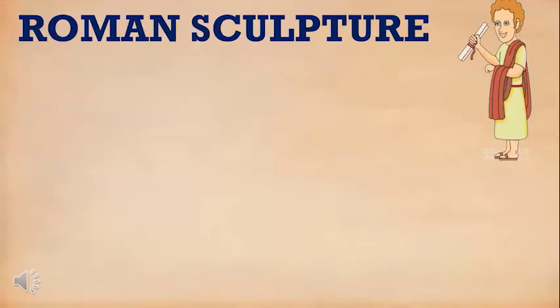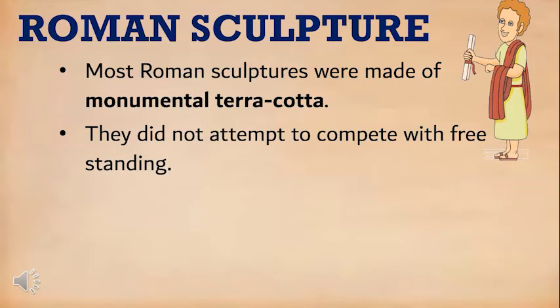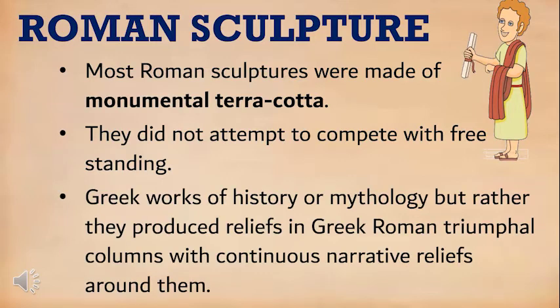Let's go on to Roman sculpture. Most Roman sculptures were made of monumental terracotta. They did not attempt to compete with freestanding Greek works of history or mythology, but rather, they produced reliefs in Greek-Roman triumphal columns with continuous narrative reliefs around them.